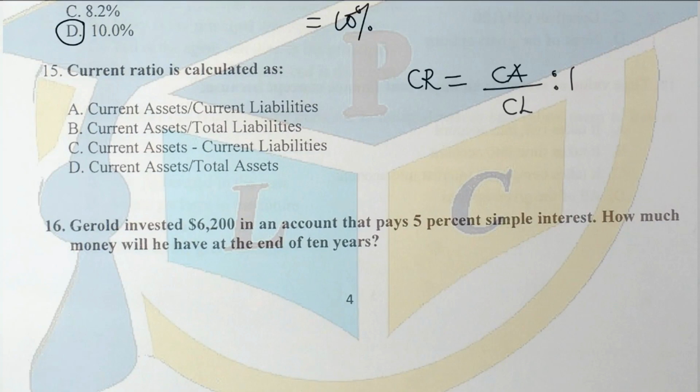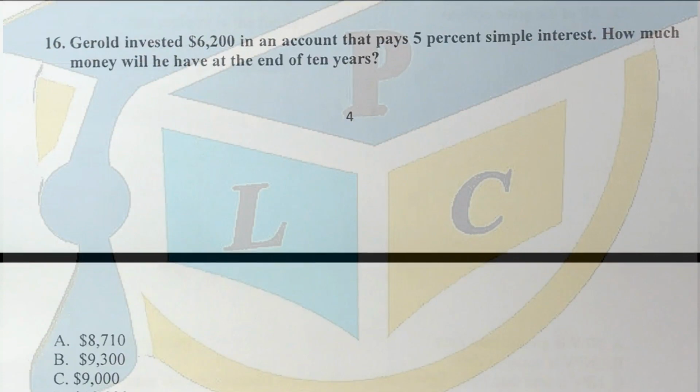So the rate at which $1 of our assets can pay all our liabilities in current terms, that's what the current ratio deals with. In this case, it's current assets compared with current liabilities. So it's option A. Let's take note of that. Let's move on to question 16.